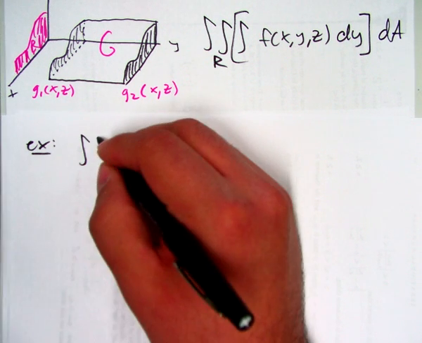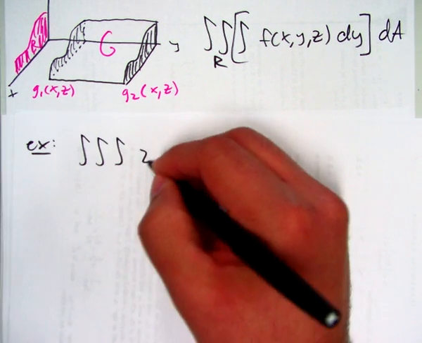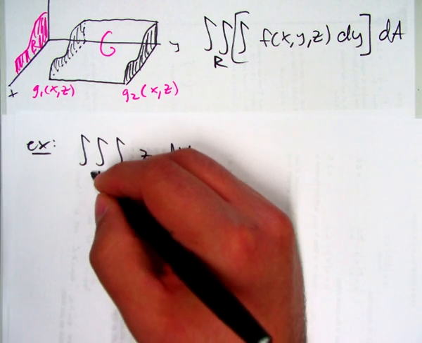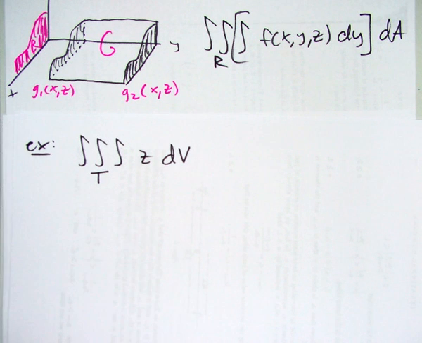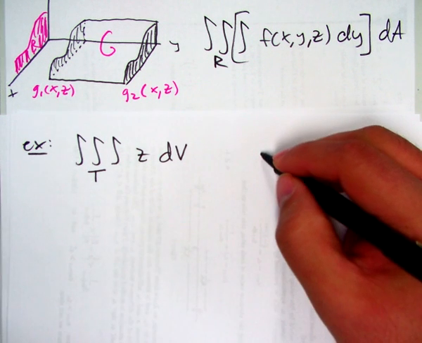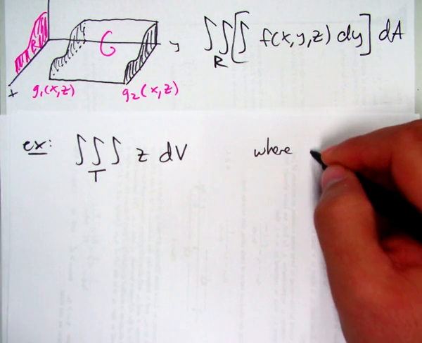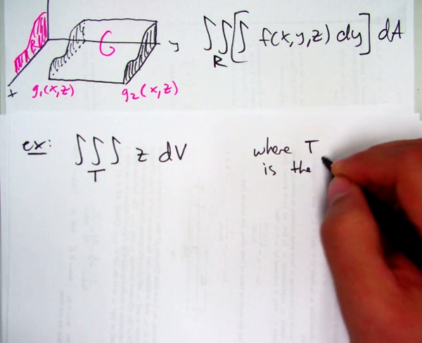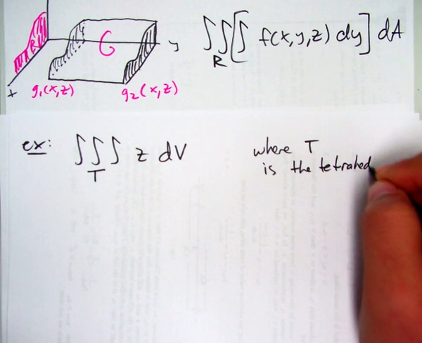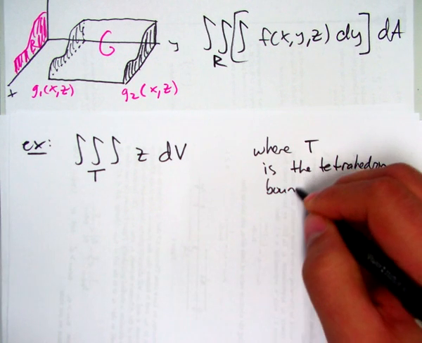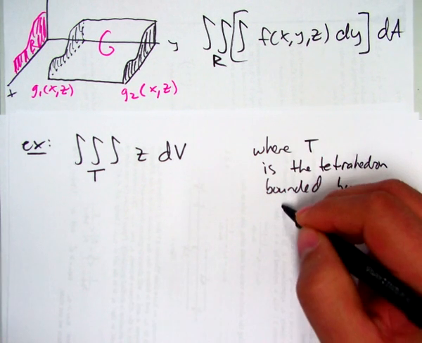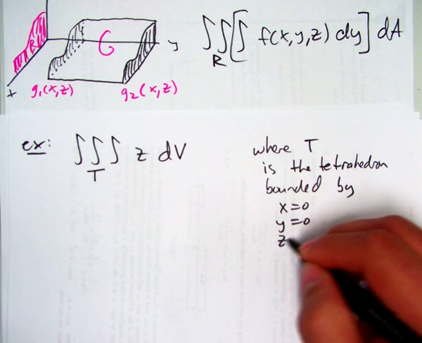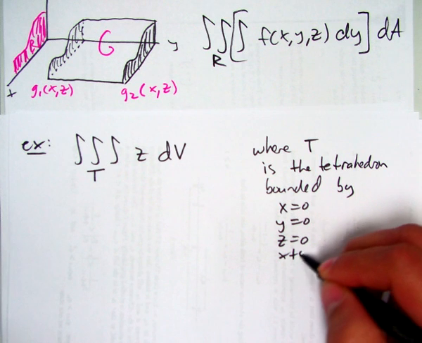Let's do the triple integral of z dV. Is this 2-dimensional? No. I think it should be. It's going to be a long example. Where T is the tetrahedron bounded by x equals 0, y equals 0, z equals 0, and x plus y plus z equals 1.